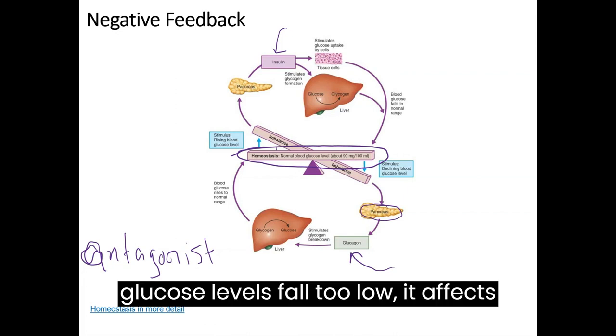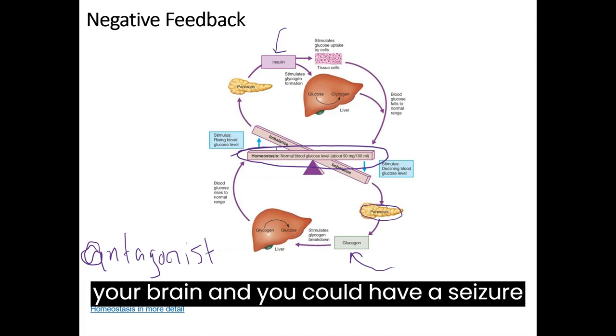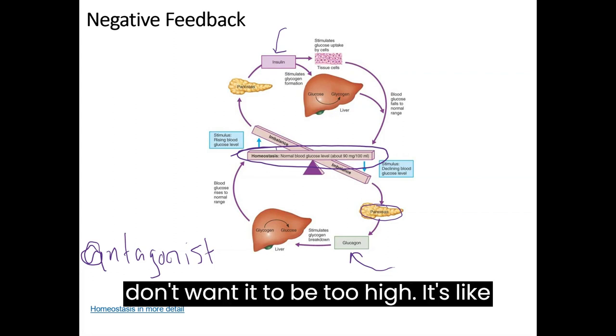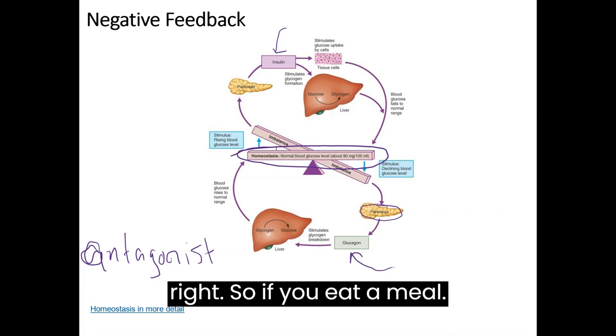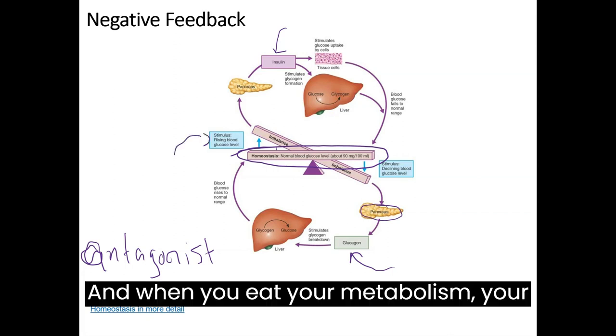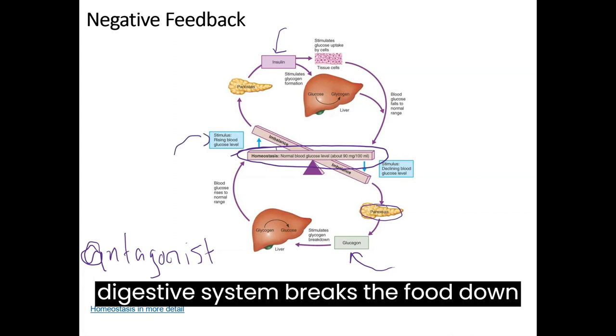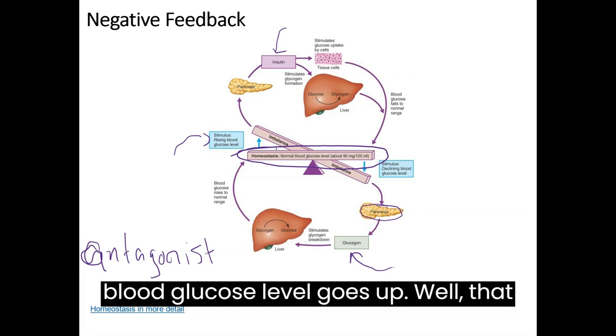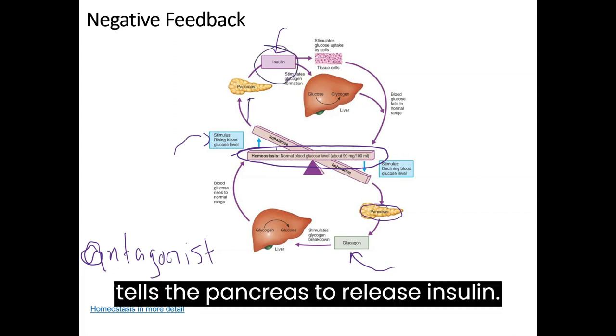If your blood glucose levels fall too low, it affects your brain and you could have a seizure and you could even die. And we also don't want it to be too high. It's like Goldilocks. We have to keep it just right. So when you eat a meal, your digestive system breaks the food down and then you absorb the glucose, and the blood glucose level goes up. Well, that tells the pancreas to release insulin.